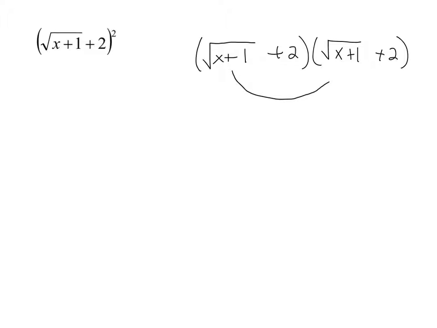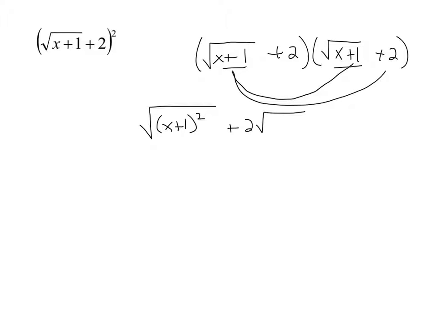Now the first one's probably the hardest one. The square root of x plus 1 times the square root of x plus 1. Well, really what this gives us is the square root of x plus 1 squared, because I'm having the same thing twice, so I would just write it as squared under the square root. And in the next step, that will cancel each other out. So our outer terms are 2 times the radical x plus 1. Our inner term is the same. And our last term is just 2 times 2, which is 4.